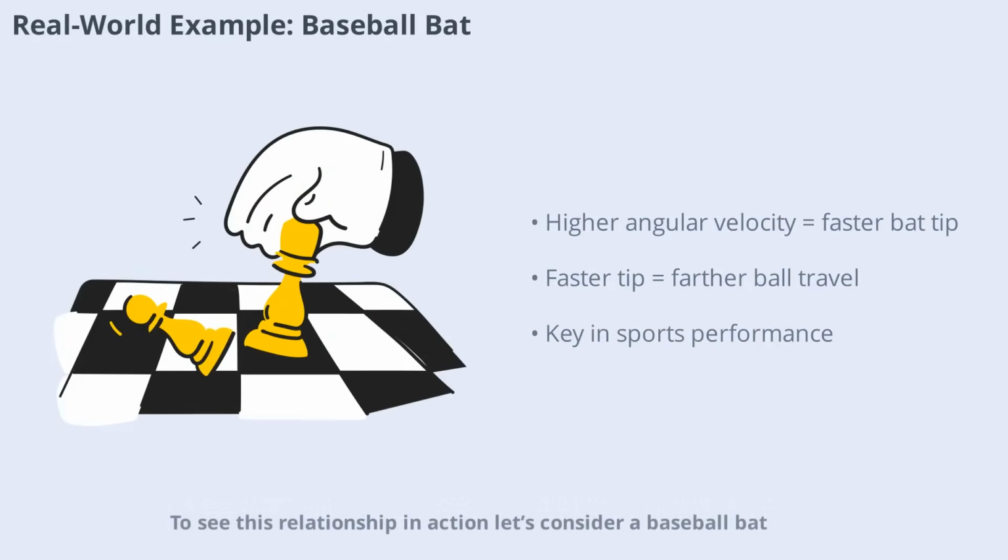Let's see this relationship in action. Let's consider a baseball bat. When a player swings the bat, the angular velocity at which it rotates determines how fast the tip of the bat moves. The greater the angular velocity, the faster the tip travels, and consequently the farther the ball will go when struck, assuming all other factors remain constant. This example highlights the practical importance of understanding angular and linear velocities in sports performance.